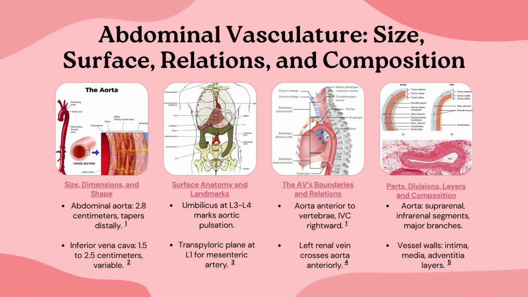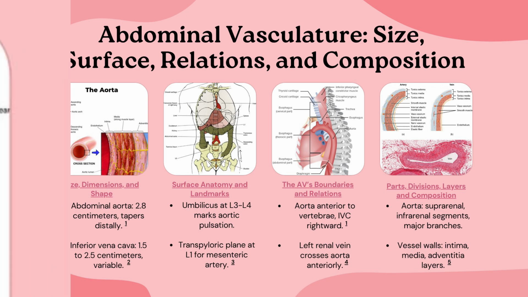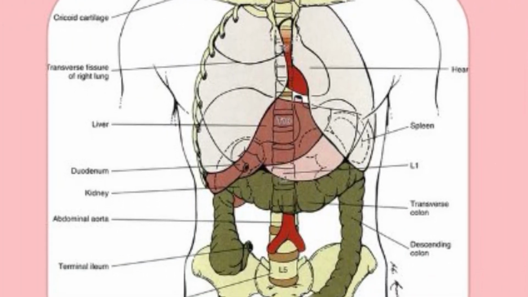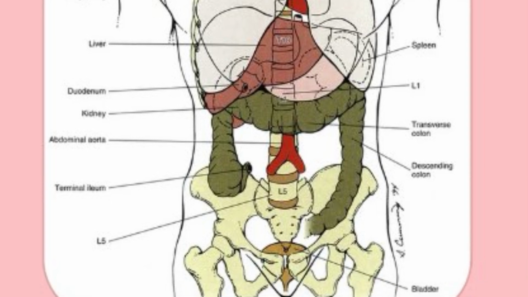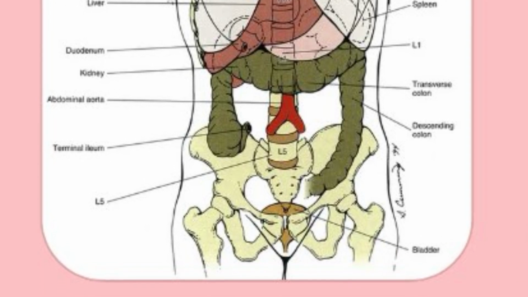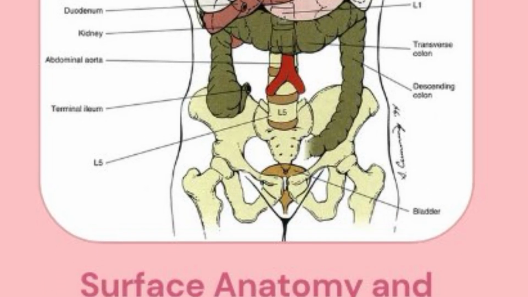Now let's move on to its surface anatomy and landmarks. Surface anatomy landmarks guide abdominal vasculature localization. The umbilicus at L3 to L4 marks where aortic pulsation is palpable left of the midline. The transpyloric plane at L1 indicates the superior mesenteric artery origin. The subcostal plane near L2 approximates renal artery origins.